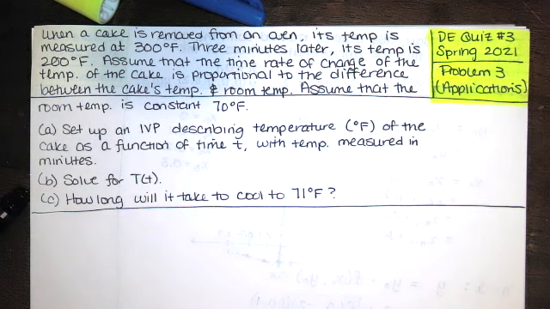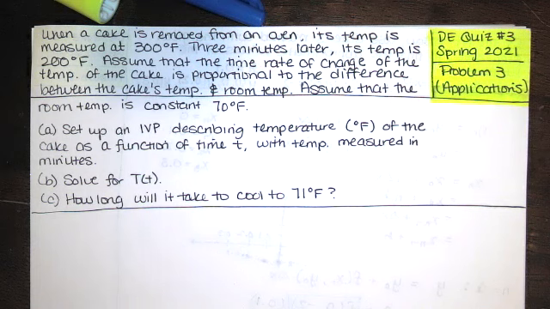When a cake is removed from an oven, its temperature is measured at 300 degrees Fahrenheit. 3 minutes later, its temperature is 200 degrees Fahrenheit. Assume that the time rate of change of the temperature of the cake is proportional to the difference between the cake's temperature and the room temperature. Assume that the room temperature is a constant 70 degrees.